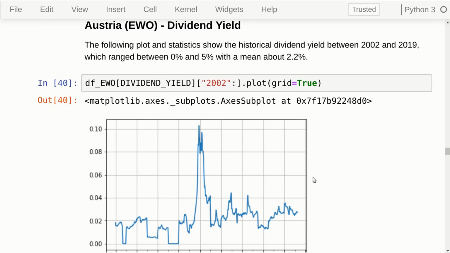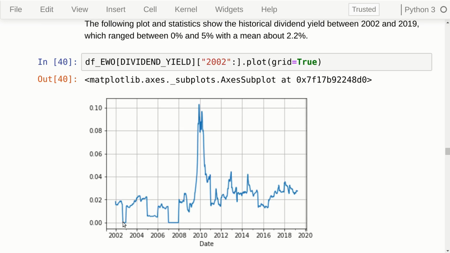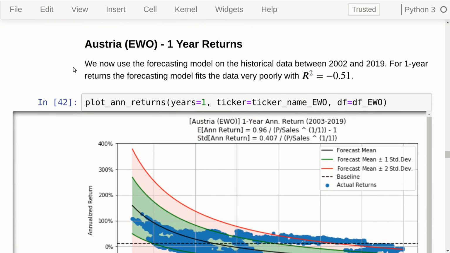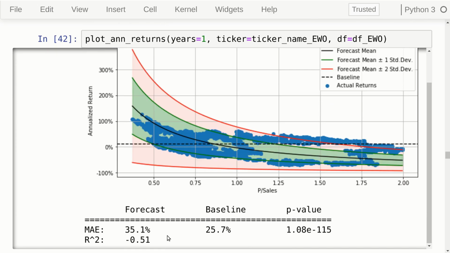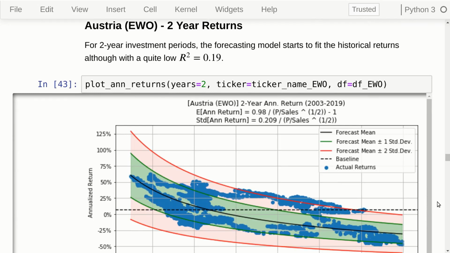Now let's look at the dividend yield, and the plot shows that it has ranged roughly between 0 and 10%, and the mean is around 2.2%, which is around here. So now let's try and use a forecasting model with this historical financial data. And as usual, for 1 year annualized returns, we get a very poor fit with an R-squared value of minus 0.51. So let's try and look at 2 year annualized returns instead.